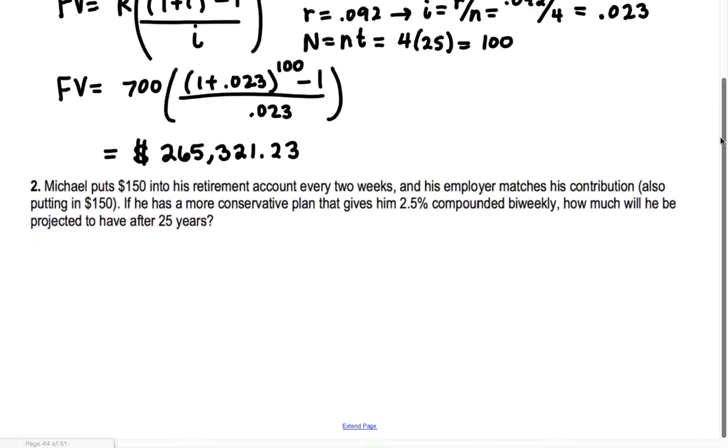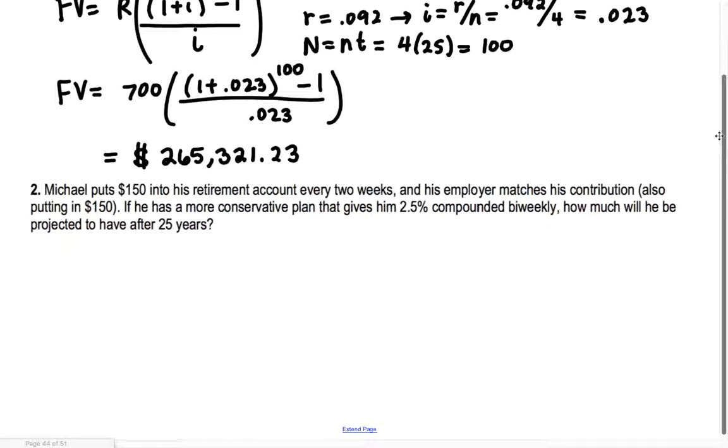It says Michael puts $150 into his retirement account every 2 weeks, and his employer matches his contribution. That's a pretty sweet deal when your employer matches, so you've got to look for that when you're looking for jobs. Also putting in $150. My life hack, though, is you never ask things like that during a first interview. You're not going to be like, do you guys match for the retirement account, assuming that you're going to get the job. Don't do that. Wait until they call you back and offer you a job before you ask questions.